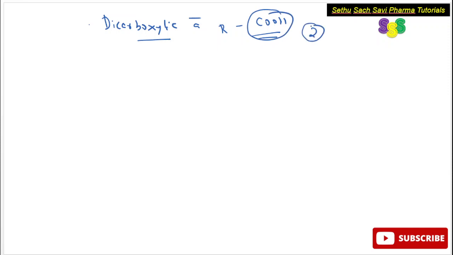So first of all, what is a dicarboxylic acid compound? What is the meaning of dicarboxylic acid containing compound? As the name indicates, there will be two carboxylic acids. So this is the carboxylic acid functional group. This is the COOH. RCOOH is the carboxylic acid functional group. So there will be two carboxylic acids in that compound. That is called a dicarboxylic acid compound.